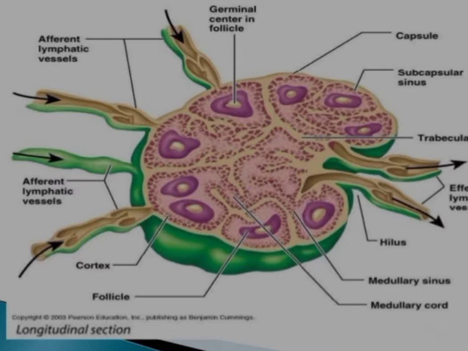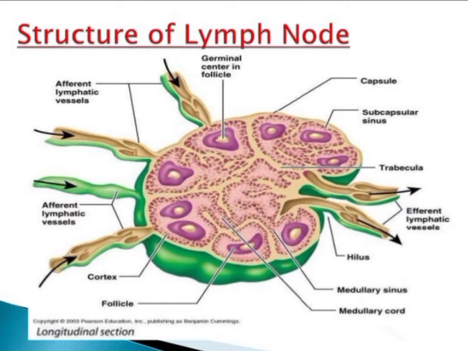On the left side in the lower area we can see the follicle, which is labeled here, and then there is the cortex, and then the afferent lymphatic vessel, and in the upper area we can see the afferent lymphatic vessels. This was the structure of the lymph node, displayed on the screen through the diagram.